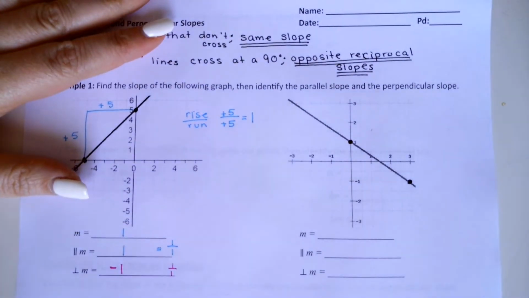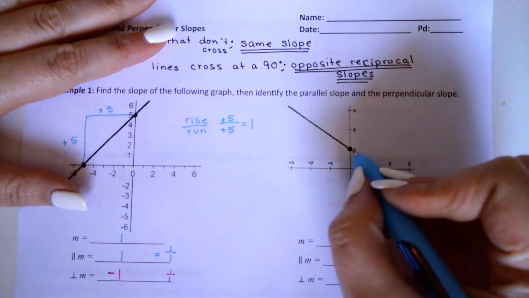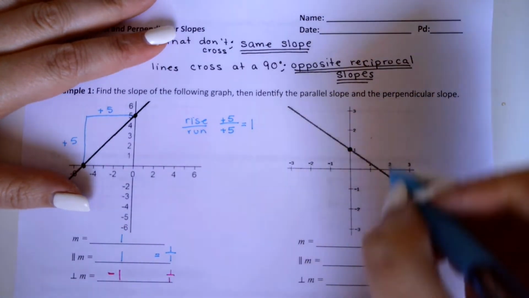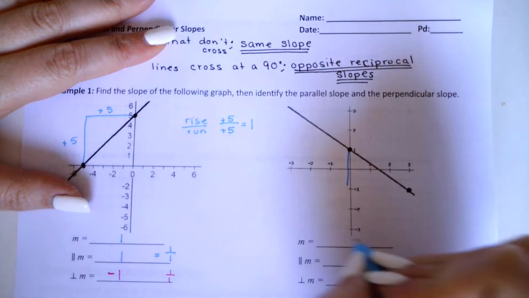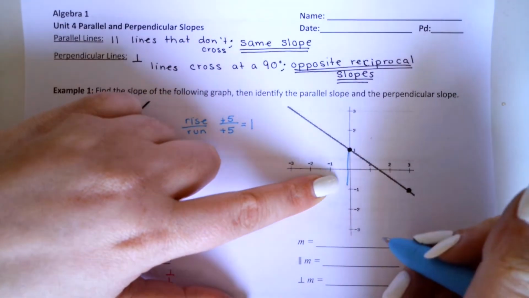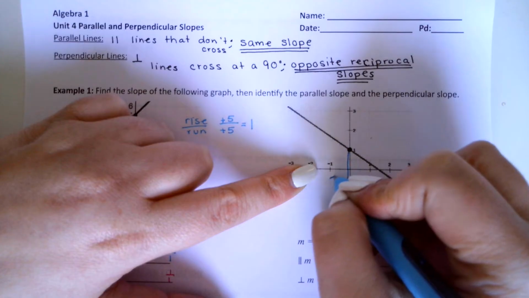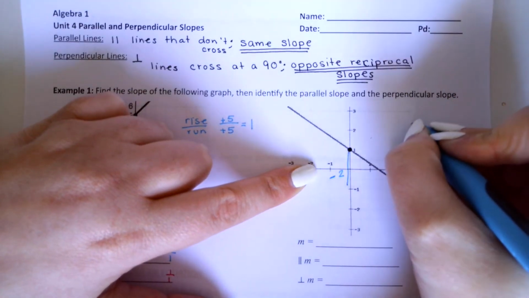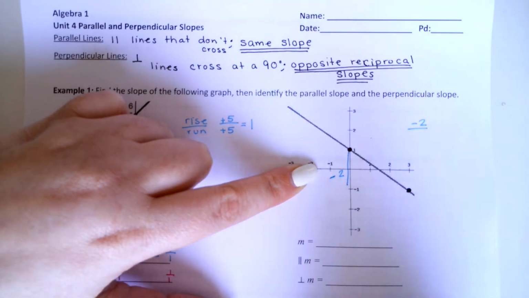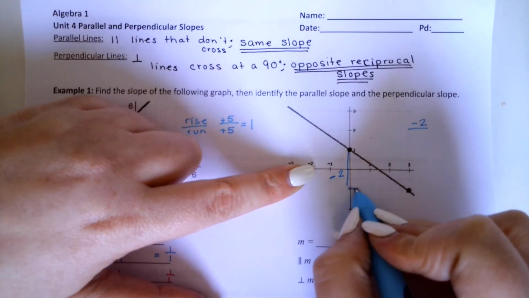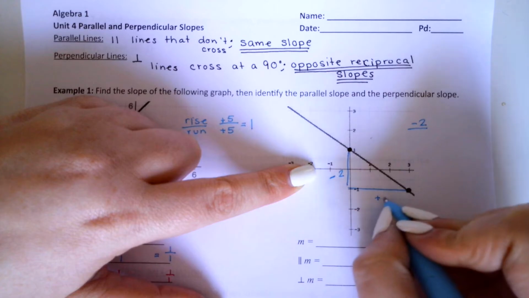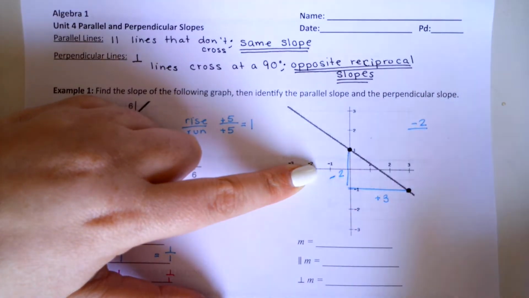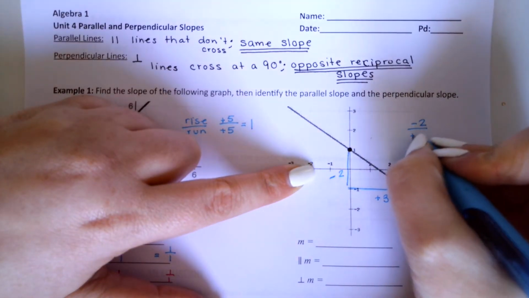Okay, so we have our 2 points, so we're going to do rise over run. So I start on the left side, I'm going to go down 2 spaces. So because I went down, that's a negative motion, so my rise is -2. And then I will go 1, 2, 3 spaces to the right. Going to the right is a positive motion, so it's +3.